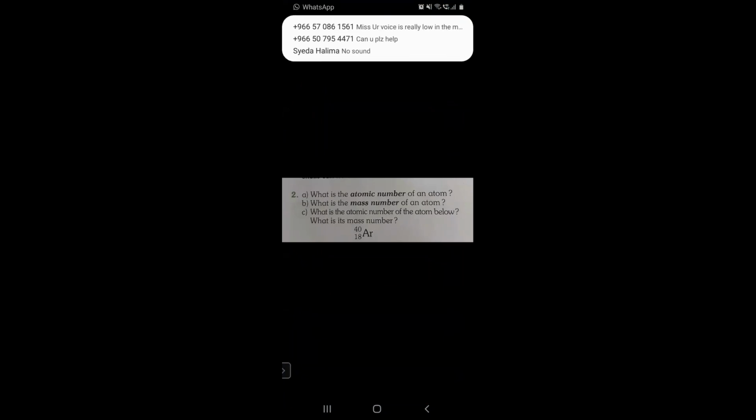And what then is its mass number? 40 is the mass number. So how did you decide on that? Can you explain to us a little? How did you decide on that? I mean, you have two numbers. So how did you know which one is the atomic number and which one is the mass number?